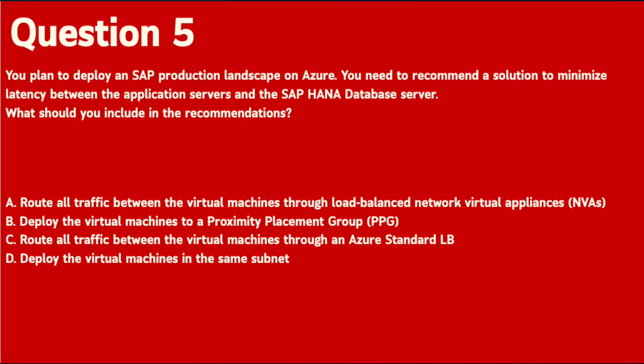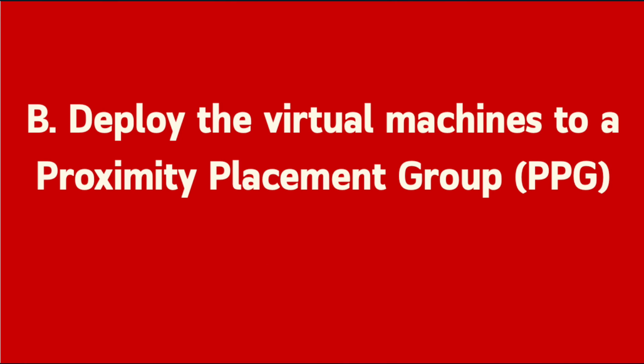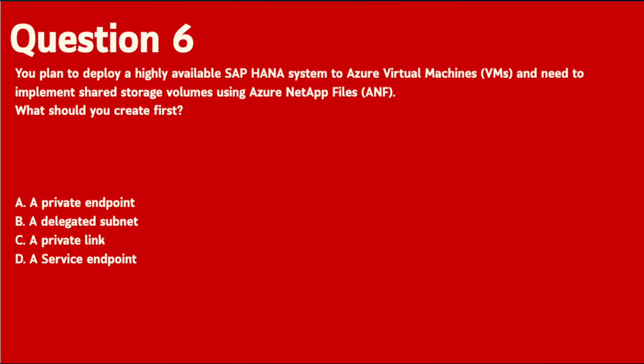Route all the traffic between virtual machines through an Azure standard load balancer, or deploy the virtual machines in the same subnet? The correct answer is deploy the virtual machines to a proximity placement group. We already know PPG is used to ensure that Azure virtual machines are placed physically close to each other within the same data center. Proximity minimizes network latency and improves performance between tightly coupled components like SAP application servers and SAP HANA database servers.